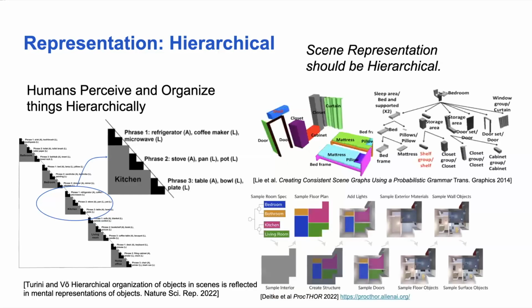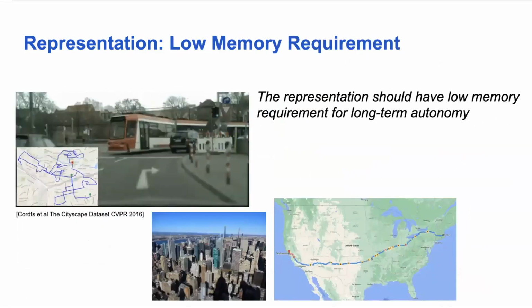People have used this realization to develop generative models for scenes. For example, that's a 2014 paper in graphics that uses such hierarchical structure to devise probabilistic grammars for generating indoor scenes, and it has been used for procedural generation of indoor scenes. So the fourth requirement is hierarchical.